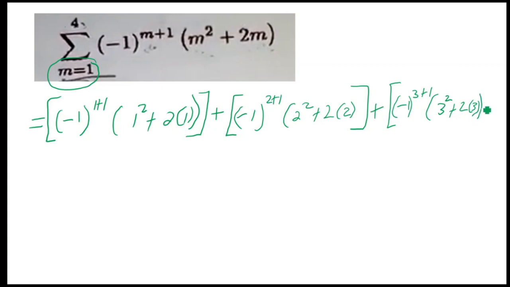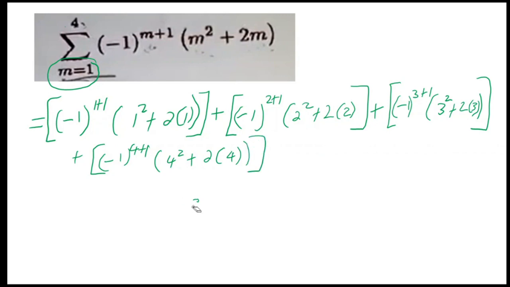I want to protect this and then have my last term, which is 4, when your m is equal to 4. So I'm going to have minus 1 to the power 4 plus 1 into 4 squared plus 2 into 4. Then I'm closing everything with brackets so that I can follow through my thinking. So let me just simplify, okay?